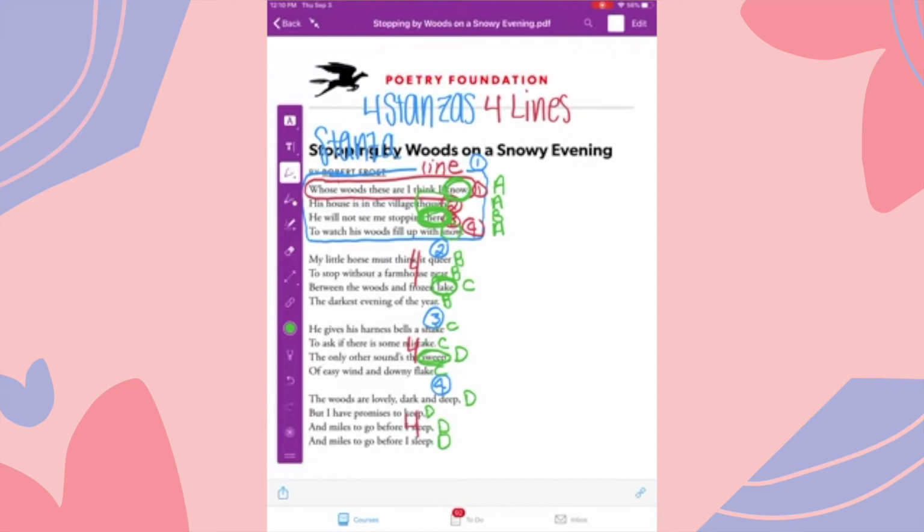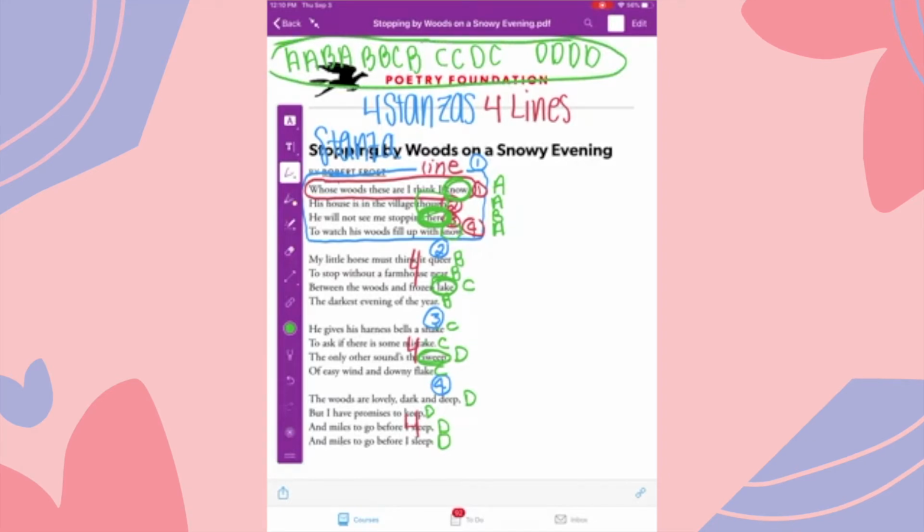So our rhyme scheme that you are going to be using in your poem to model after this one is A, B, B, C, B, C, C, D, C, D, D, D, D. That is our rhyme scheme. So whenever you're creating your own poem, your poem is going to have 4 stanzas made of 4 lines that follow the rhyme scheme A, B, B, C, B, C, C, D, C, D, D, D, and D.